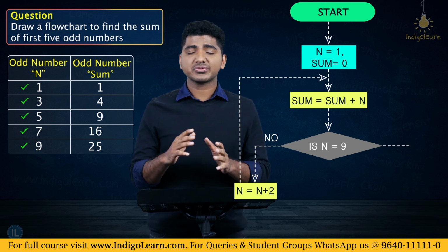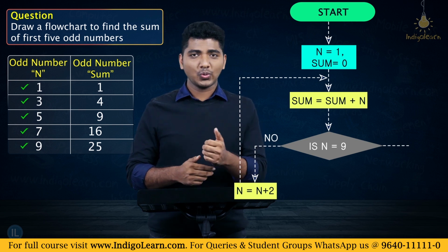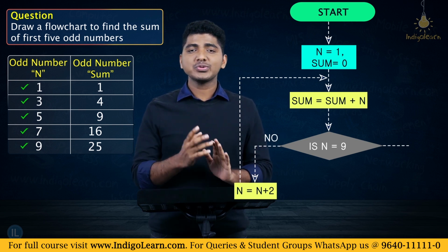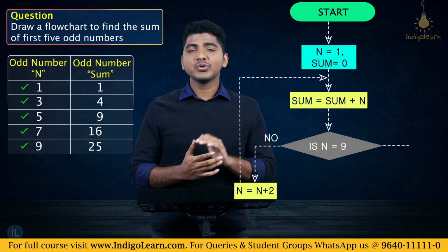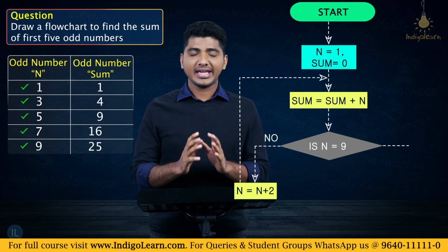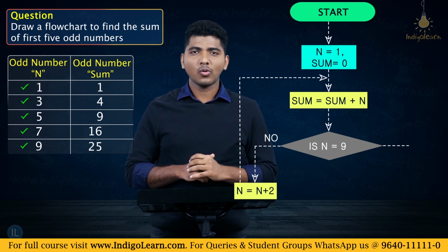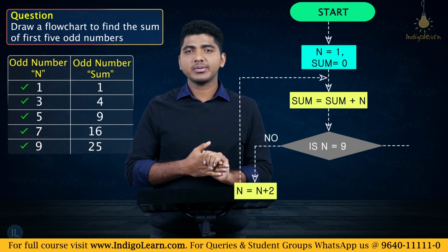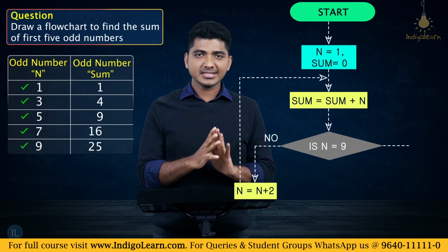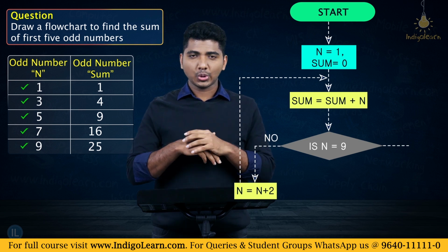Now again you ask, what is n now? N is 7. You ask whether 7 is greater than 9. Answer is no. Go back. You add 2 to 7. So n becomes 9. So you come back and do sum is equal to sum plus n. What is the old sum? Old sum is 16. And what is n now? N is 9. So what is the new sum? New sum is 16 plus 9. So you get sum as 25.